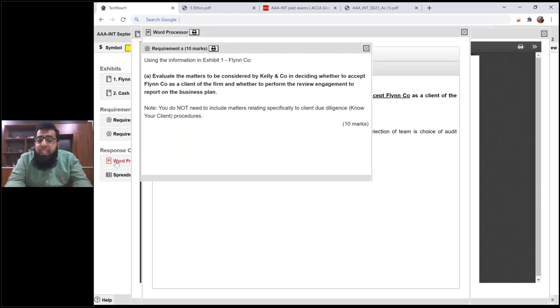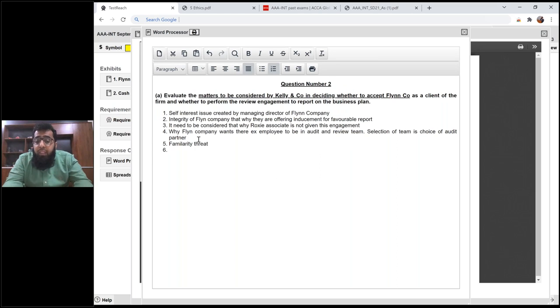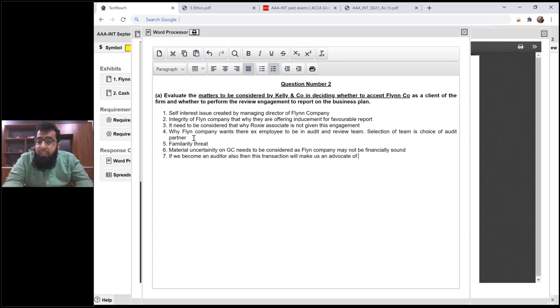Then you can write about the familiarity threat if we include the ex-employee. Then you can say what the matters to be considered are. Material uncertainty on going concern needs to be considered, as Flynn Company may not be financially sound. Are you people getting it? If we become an auditor also, then this transaction will make us an advocate of Flynn Company. Yes, the advocacy threat for bank loan negotiation, because we will get involved in this bank loan negotiation activity.